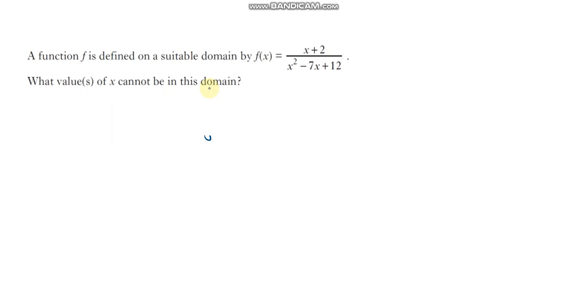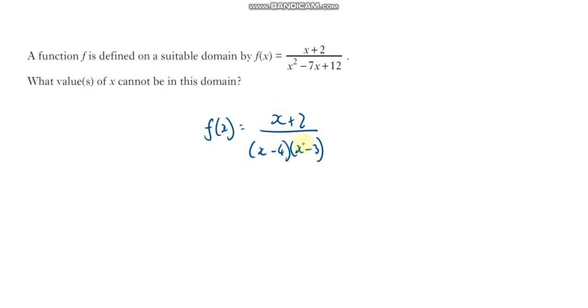So all we have to do for this one is first of all to factorize it. So we're trying to find out. Let's see, I can factorize that as x take away 4 and x take away 3. Well, that's a plus 2 on top, so I can't factorize it. If I could cancel anything out, that's as simple as I can get it.